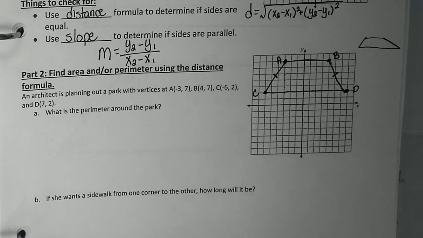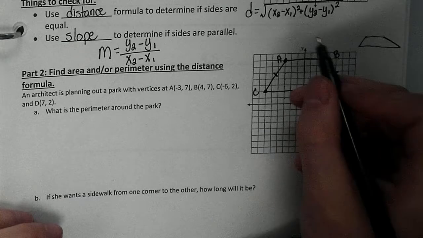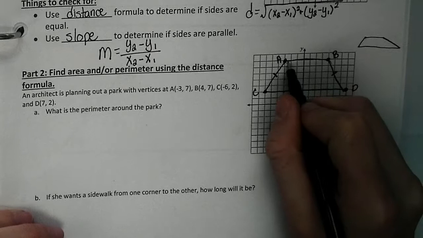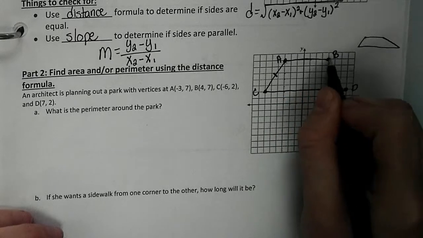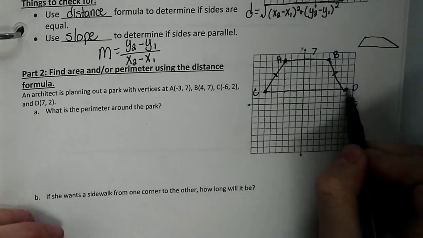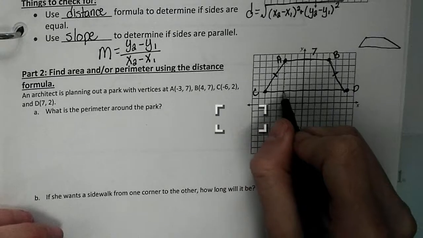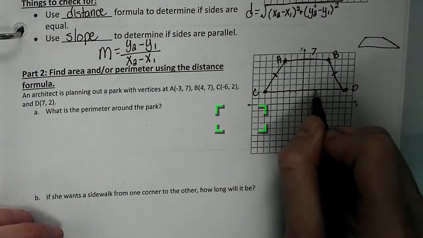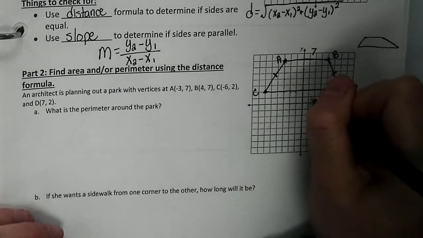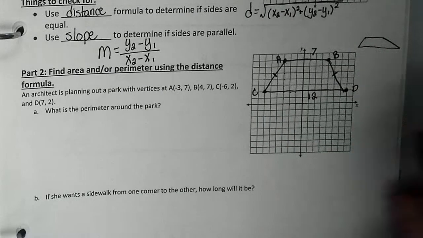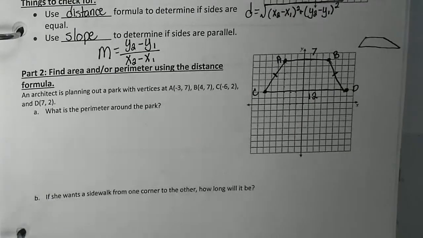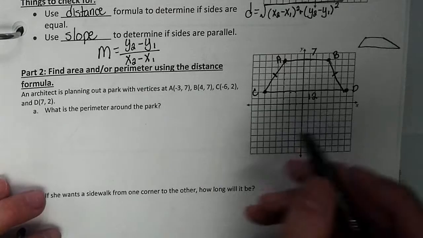So what's the perimeter around the park? What do we need? What is the perimeter? What's that mean? Around the outside. Good. So from A to B, I can just count: 1, 2, 3, 4, 5, 6, 7. C to D, same thing: 1, 2, 3, 4, 5, 6, 7, 8, 9, 10, 11, 12. But then AC to BD, I don't know the length of that segment, so I need to use the distance formula.